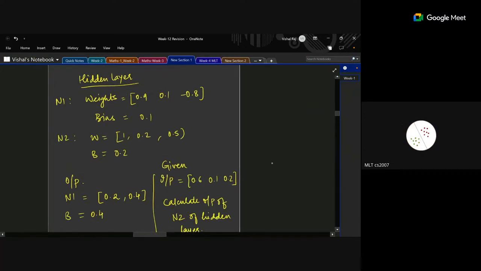So now all the information about the hidden layer has been given. This is the first neuron of the hidden layer, this is the second neuron. All the weights have been given and the bias is also given. Please check whether the bias has been given or not. If the bias has not been given, you can just ignore it. But if the bias is given, every time you have to add that, and only then can you put it inside the activation function.